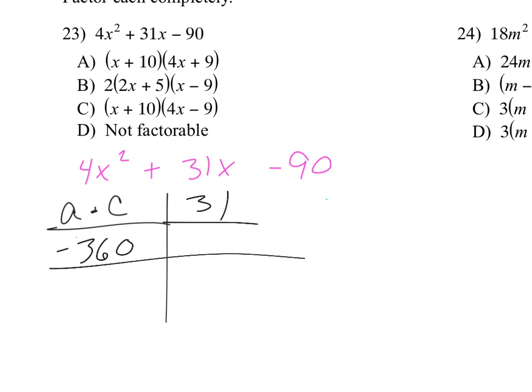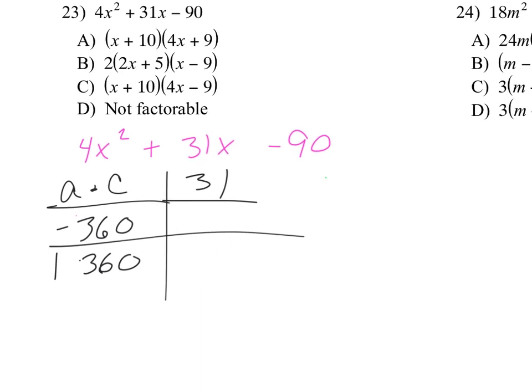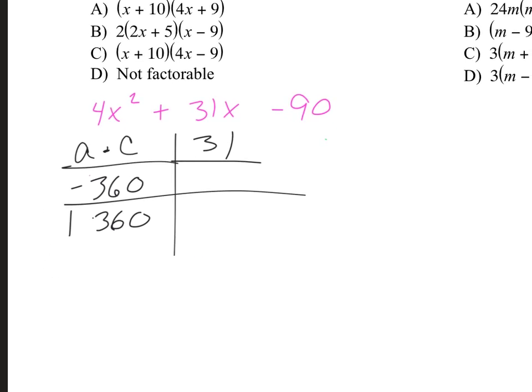Okay, so 1 and 360. Obviously, that one's probably not going to work, right? To get us to 31. Yeah. Okay, so what next?